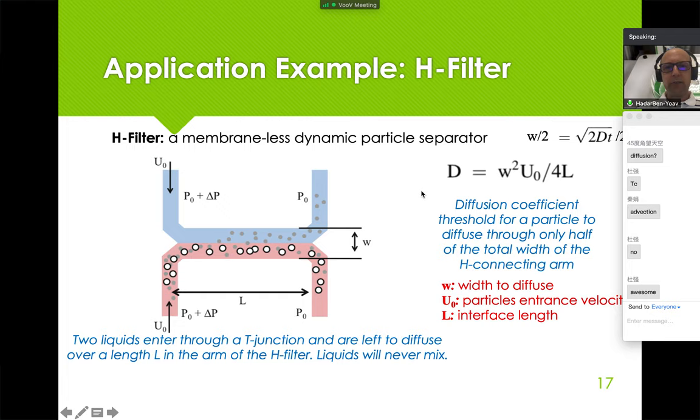Now, we can calculate the time it will take for the convection to work over the time for the smaller particle to pass W over 2, which is half of the channel, and then we come to a threshold. A threshold that defines the diffusion coefficient has to be square W over U0 times U0 over 4L, which means that the particle that diffuses only halfway has to have a much smaller diffusion coefficient, and the other particle that you do want to pass the half of the channel has to have a higher diffusion coefficient.